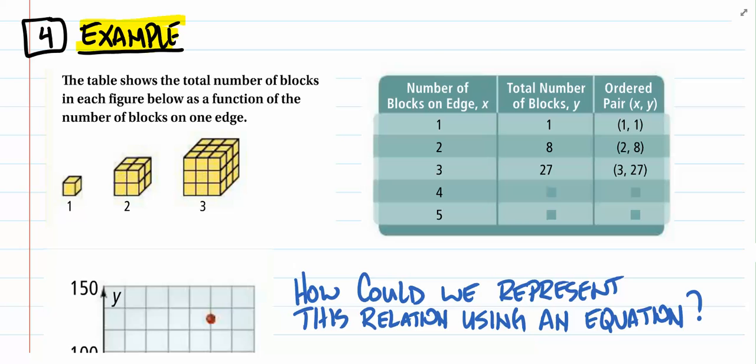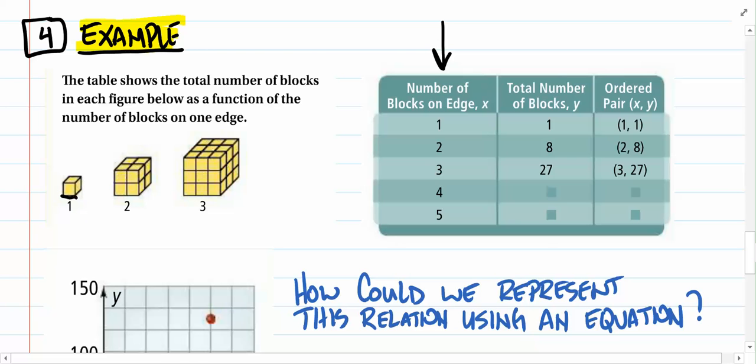Box number 4 is an example. It says the table shows the total number of blocks in each figure below as a function of the number of blocks on one edge. So let me explain to you exactly what they're doing here. Let's take a look at this column. It says number of blocks on edge, X.